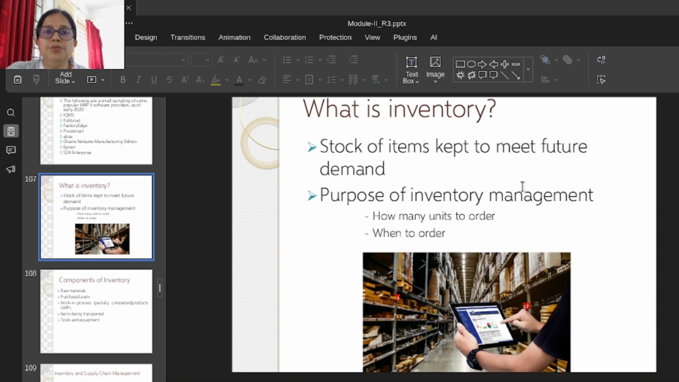We need to optimize the total process. That means how much we need to order and how much we need to keep in the store so that we are able to meet the demand. Also, we will try to manage the cost.